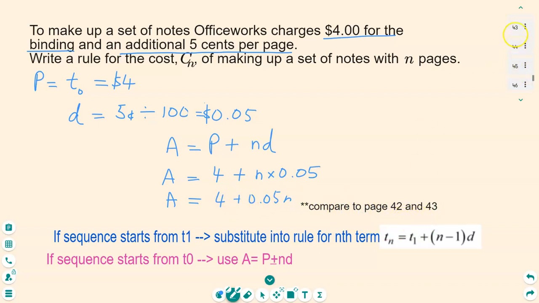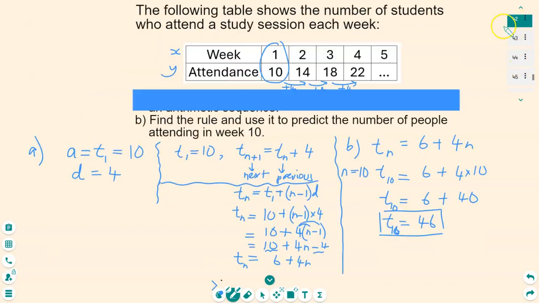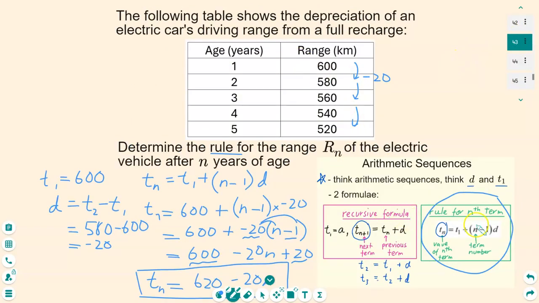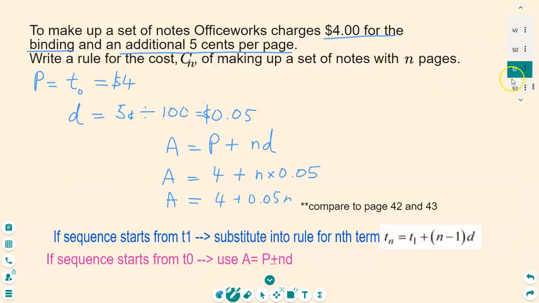And I've said compared to page 42 and 43. So let's come back. So remember this formula. These ones explicitly say that it starts at this first time period. If it started at 0, you would use the formula that we just used. But these start at 1, so that's why we use the nth term formula, that N take 1. Nearly done.